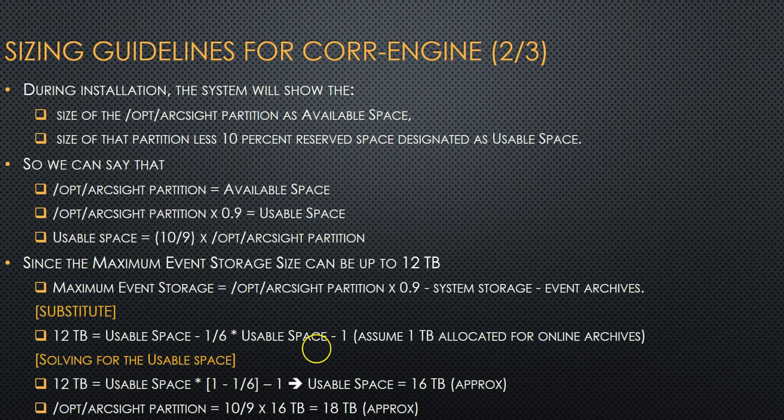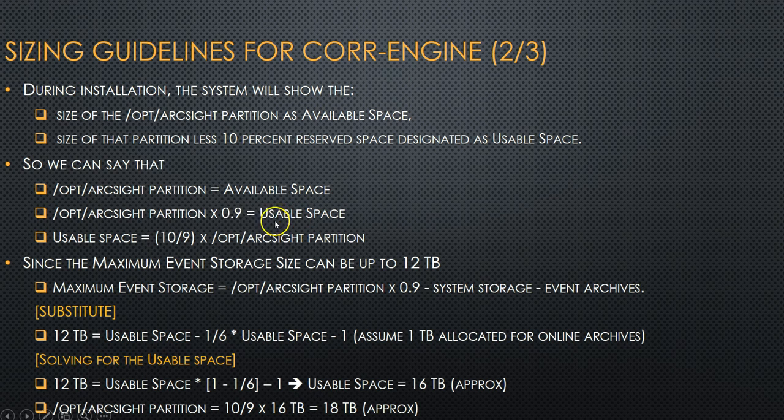But before we get to this part, let's just rephrase the point that the /opt/arcsight partition is actually called the available space, and when you take 10% out of it, this is called the usable space, as we explained in the previous slide. During the installation, the system will show you the size of the /opt/arcsight as available, and the size of that partition less 10% as the usable space. So the /opt/arcsight partition, the available space, multiplied by 0.9 is the usable space.